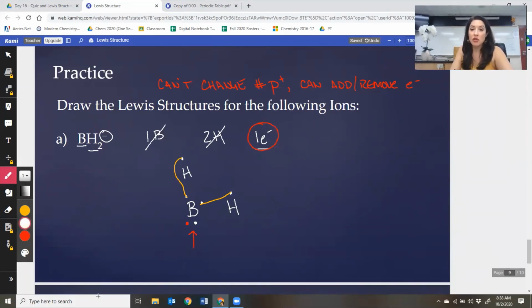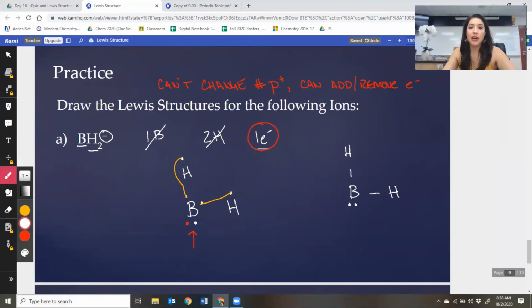So cleaning the structure up, boron bonded to 2 hydrogens and 2 electrons in a pair on one side of boron there. So that's why we do ions. You can't change the number of protons, but you can add and remove electrons in order to make all of your electrons have nice even pairs.